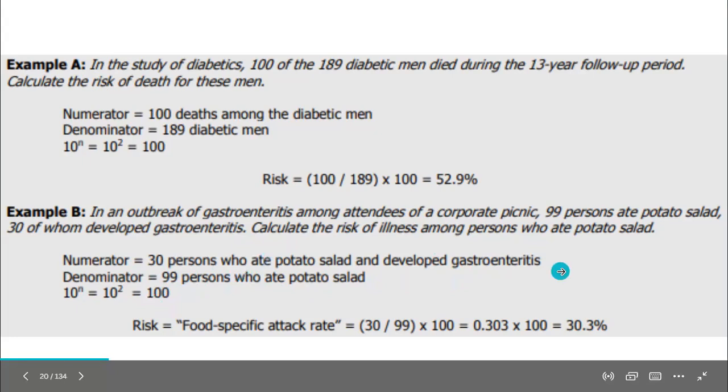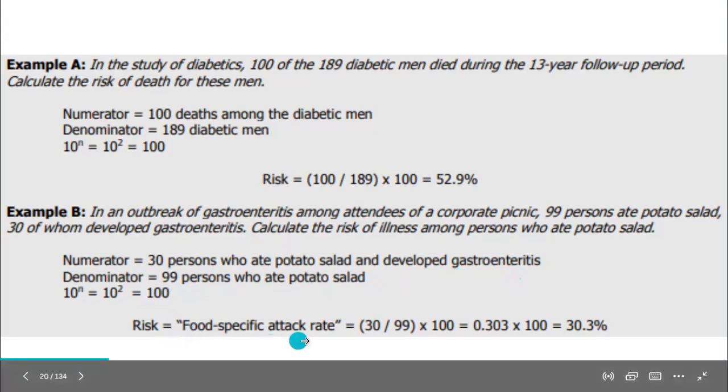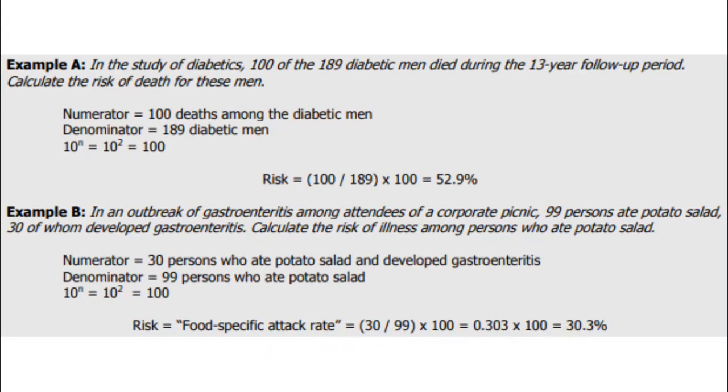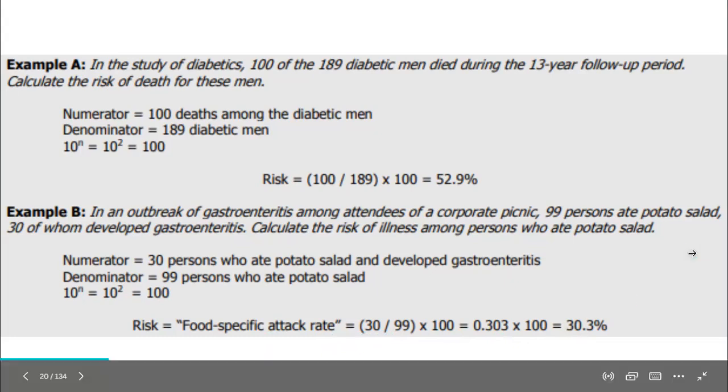Risk or incidence proportion is actually a proportion. Okay? So calculating the risk or the food specific attack rate, we get now 30 divided by 99, the quotient is multiplied by 100. We get now a product of 30.3% risk. Okay, so I hope you got that, no? Very easy.